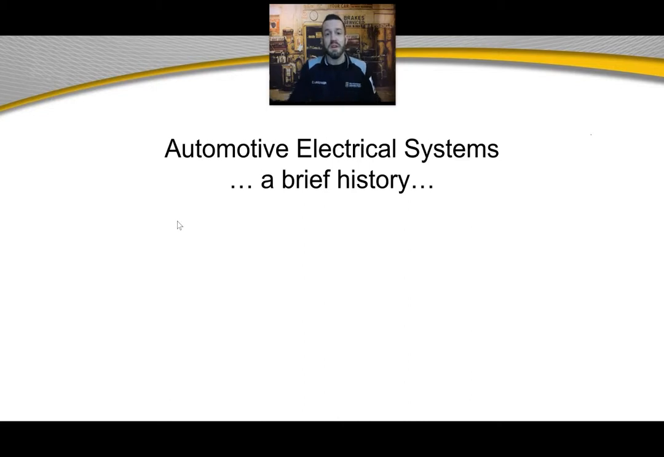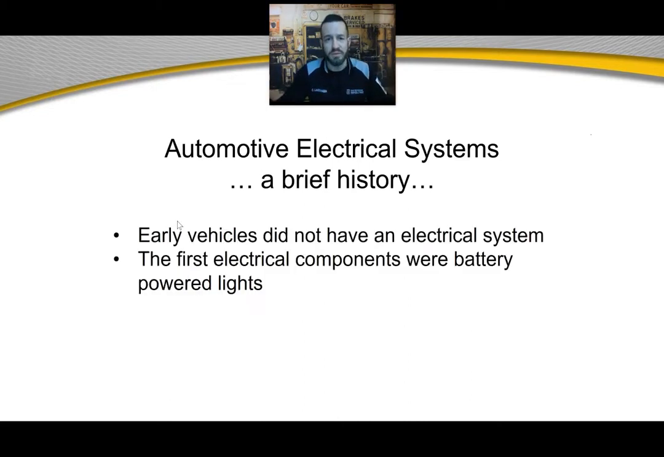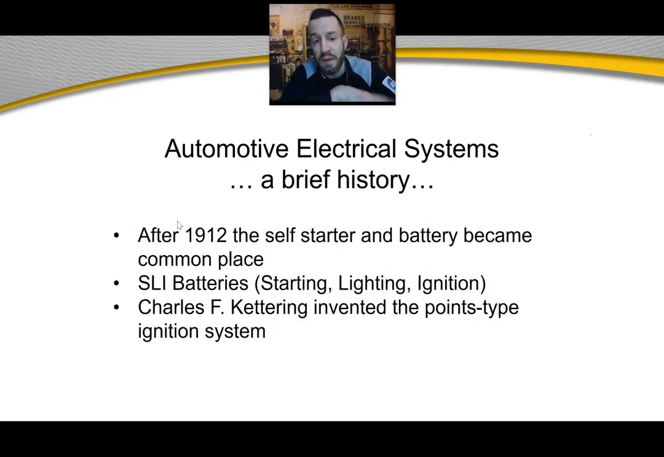Okay, so electrical systems, a brief history. Early vehicles didn't have electrical systems. The first electrical components in cars were batteries and powered lights and stuff like that. You didn't really have an alternator or a generator constantly generating voltage for the accessories. After 1912, the self starter and battery became commonplace. Batteries were really SLI batteries, right? Starting, lighting, ignition. Just the main important stuff.